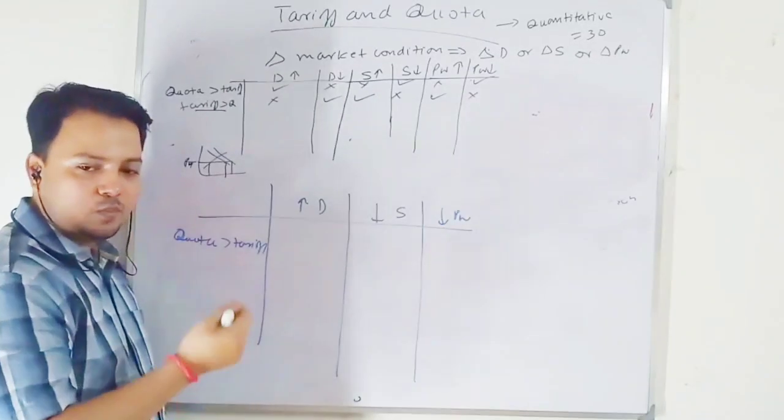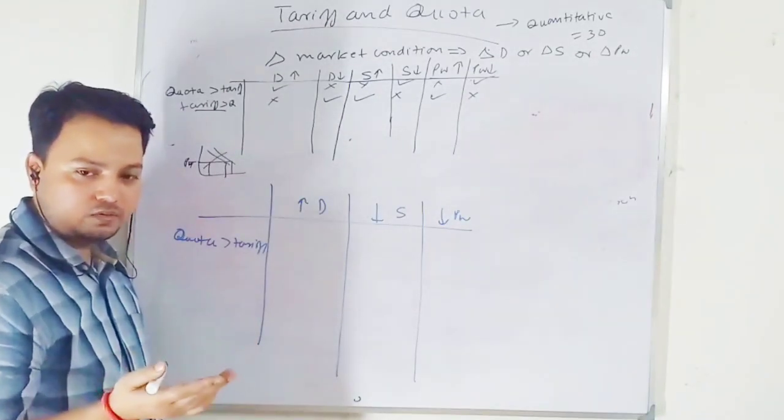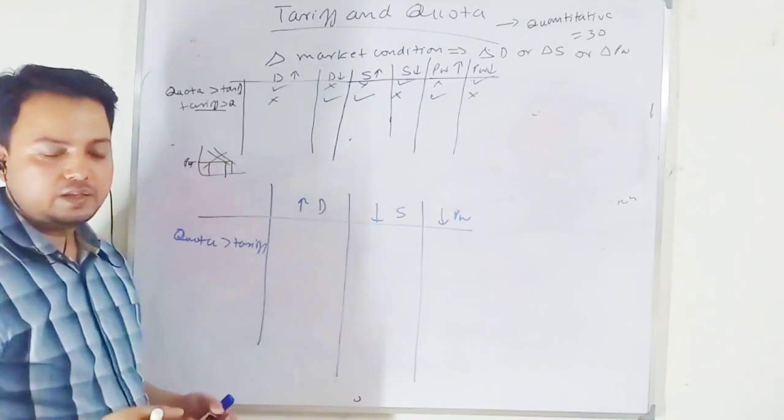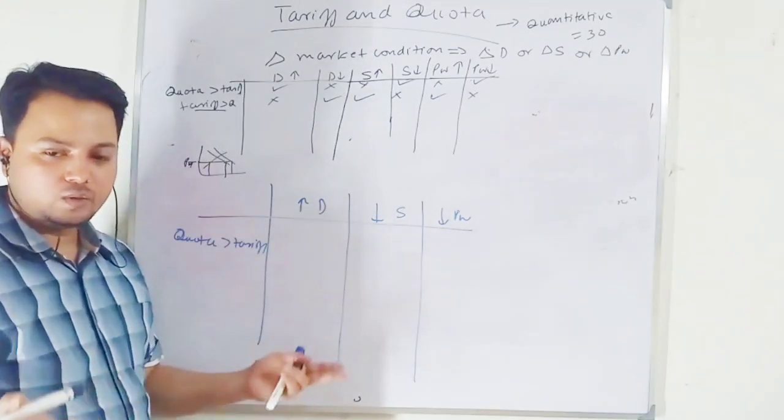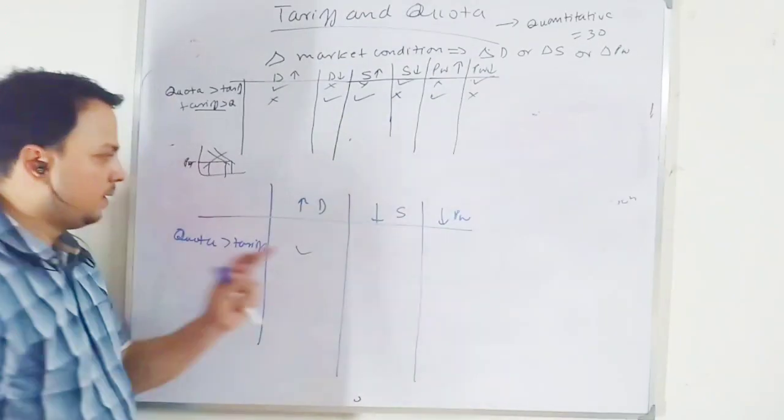And the reason for protection is that we want to protect our infant industry or sunrise industry. Because in the market they have just set up, they cannot compete with the industries that are already in the market. So this will happen.